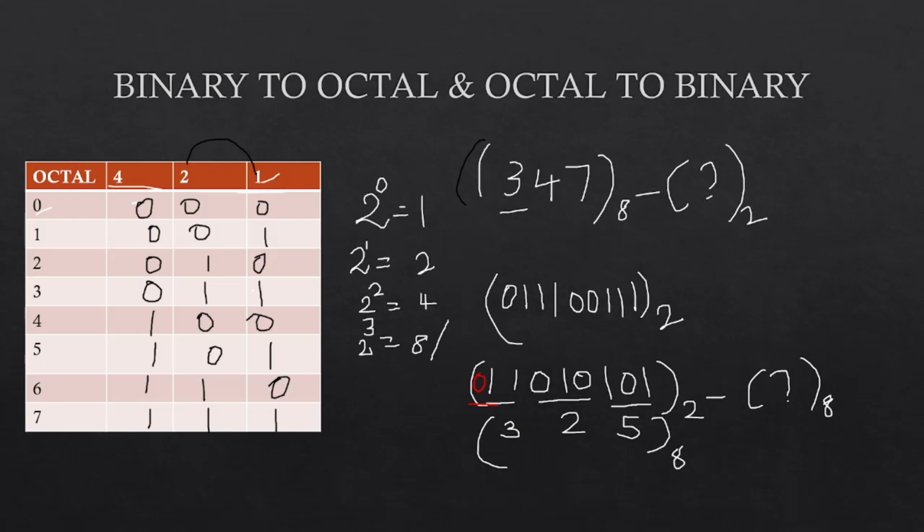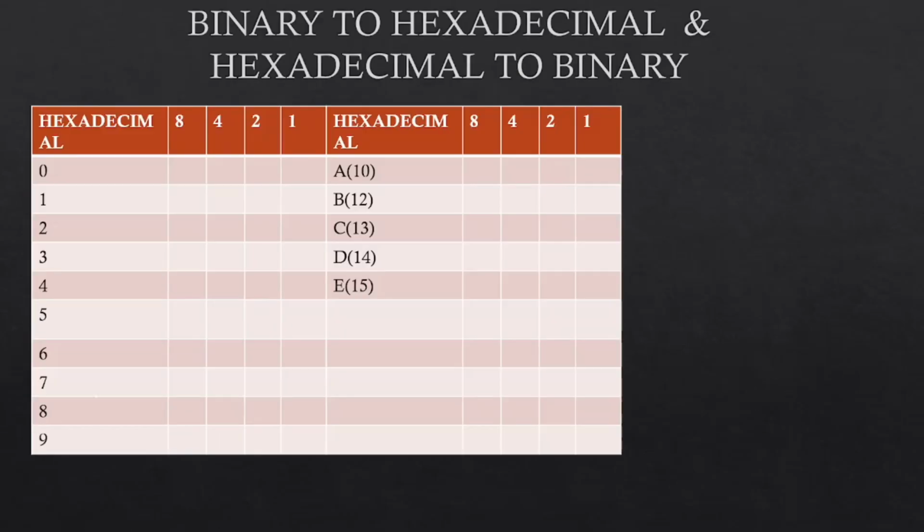If you remember this 4 to 1 table, easily you can convert binary to octal and octal to binary. And what about binary to hexadecimal? Again, in hexadecimal, we are going to add 8 here, as I told you, right? 2 to the power of 0, then 2 to the power of 1, 2 to the power of 2, and 2 to the power of 3.